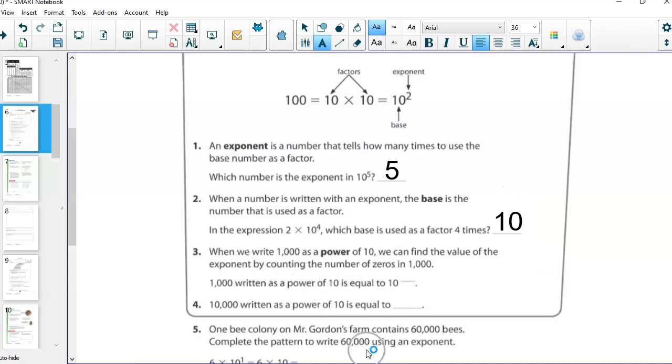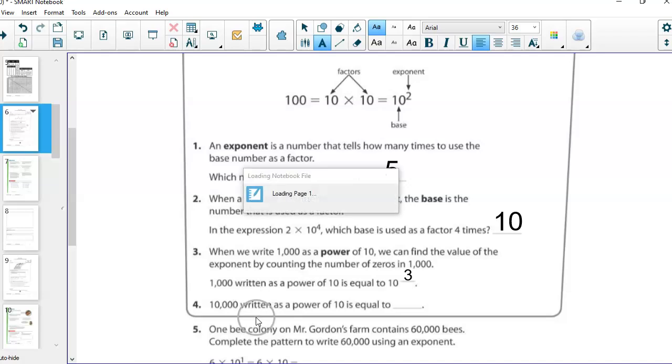And then on number 3, when we write 1,000 as a power of 10, we can find the value of the exponent by counting the number of zeros in 1,000. We know that the exponent is going to tell us how many zeros we want to have after the number 1. In 1,000, we have a 1 with 1, 2, 3 zeros. So 1,000 written as a power of 10 is equal to 10 to the power of 3, because that 3 tells us how many zeros we should have behind the number 1 in 1,000.